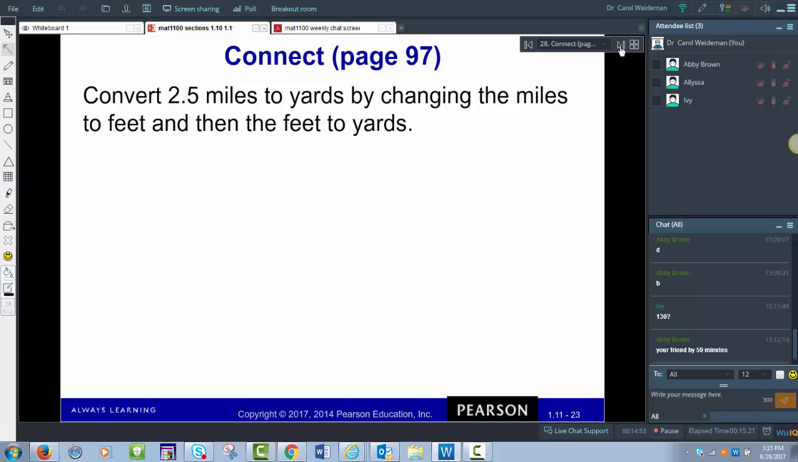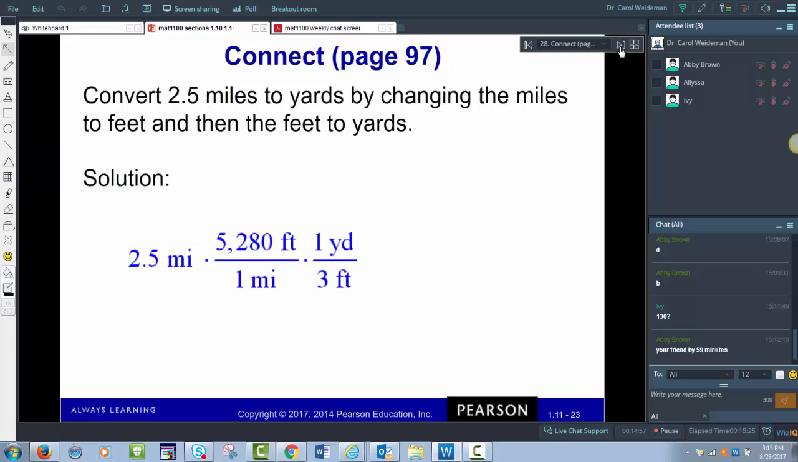Convert 2.5 miles to yards by changing the miles to feet and then the feet to yards. And let me show you this. This is what we call dimensional analysis, where we do it all in one step. So I start with the miles and I say, okay, I know there's 5,280 feet per 1 mile. And then I know in 1 yard, there are 3 feet.